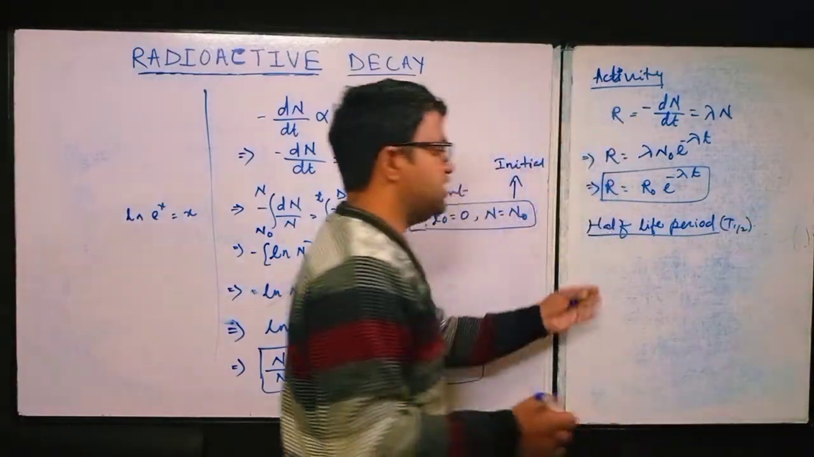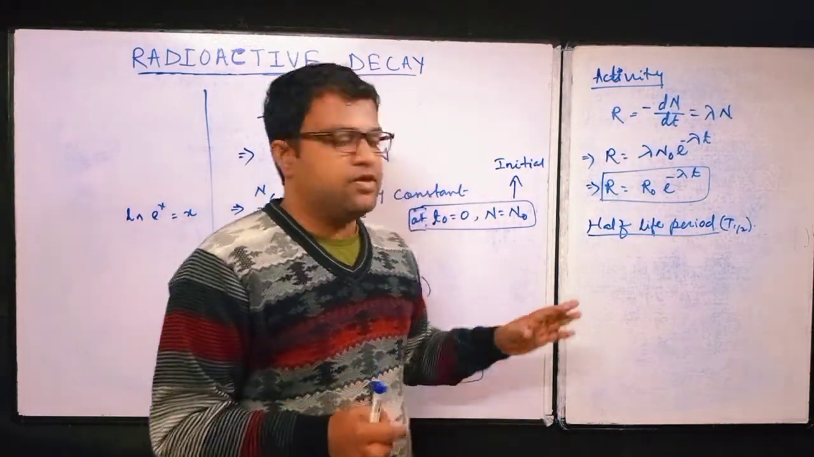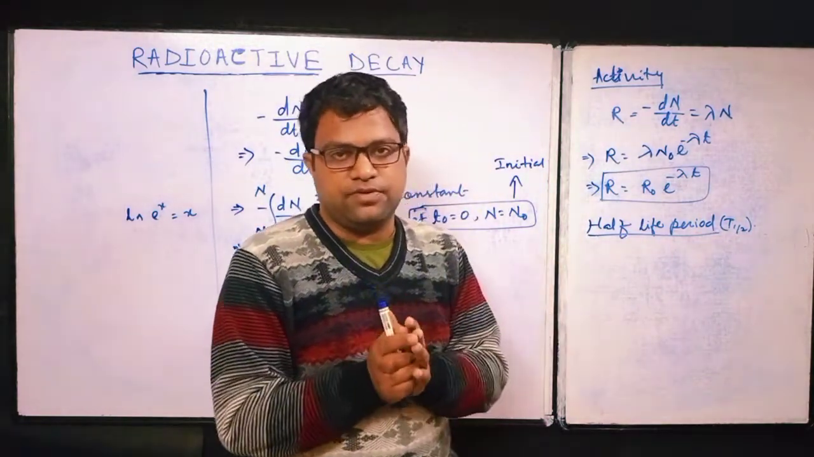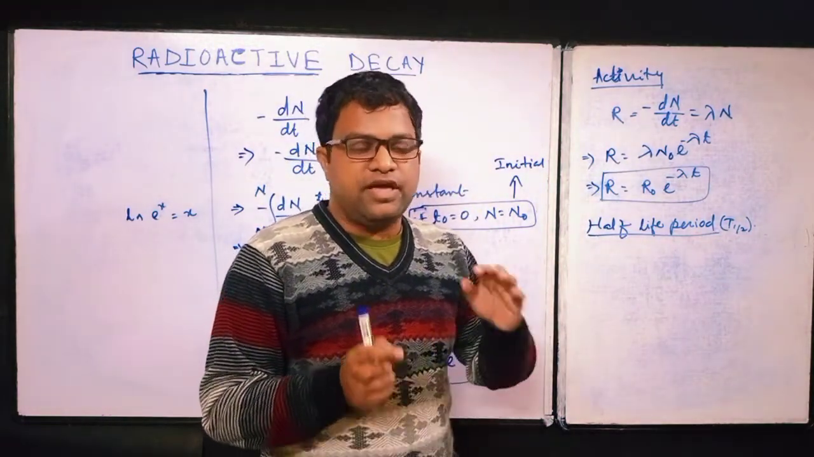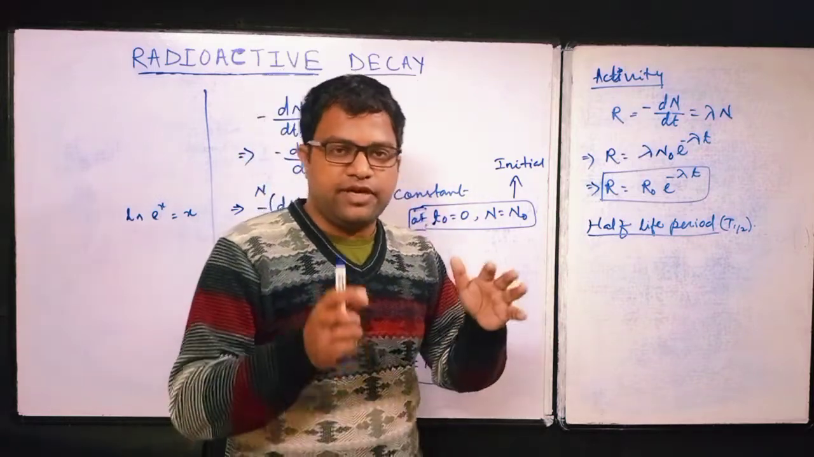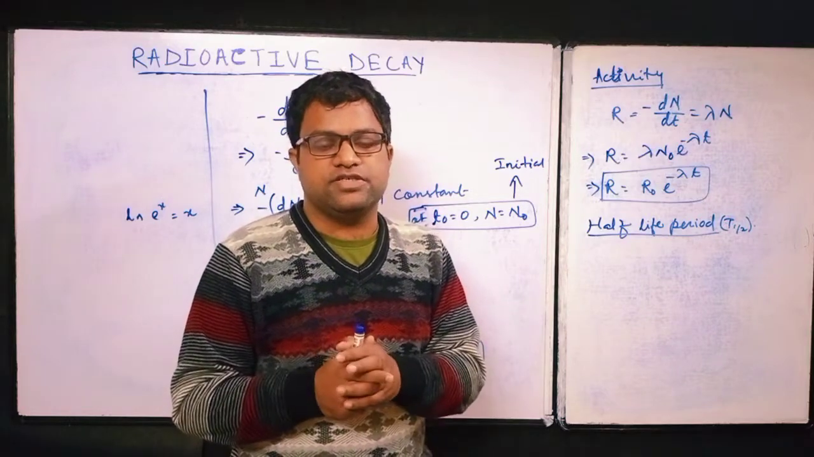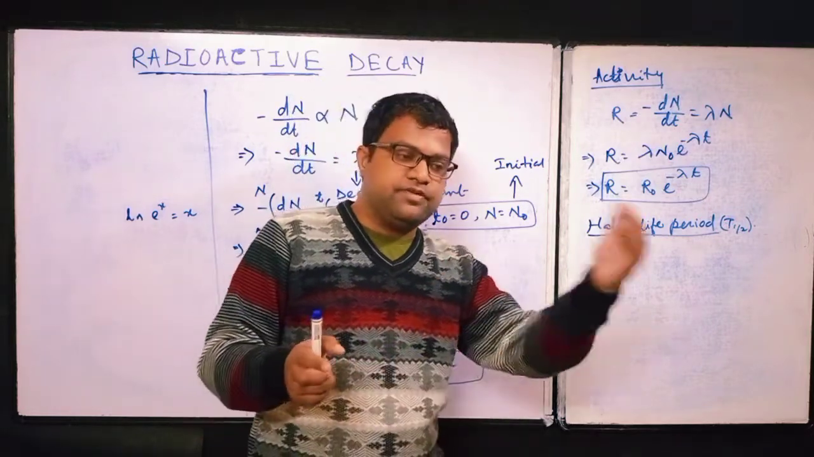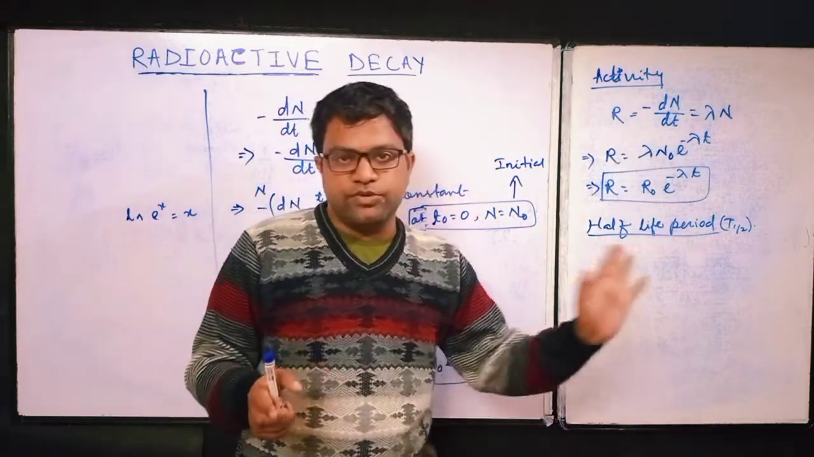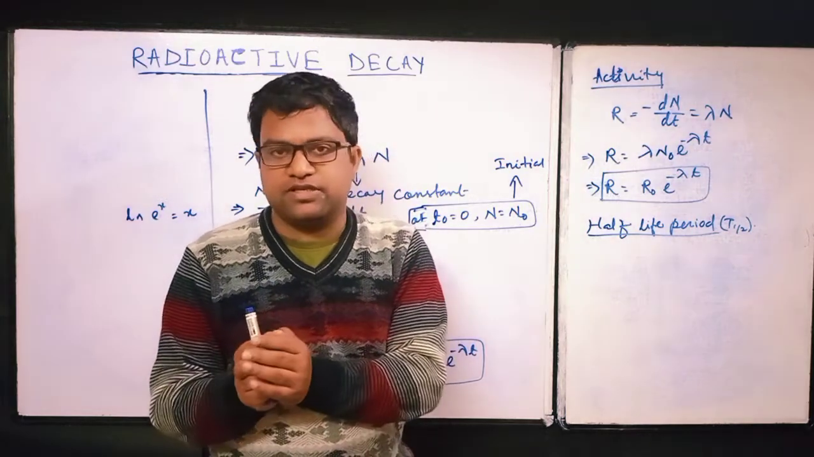What is the half-life period? Half-life period is exactly the time required to disintegrate half of the sample, right? Suppose 100 radioactive nuclei are there. Out of the 100, 50 nuclei disintegrated into new nuclei, and in the sample now 50 nuclei are there.